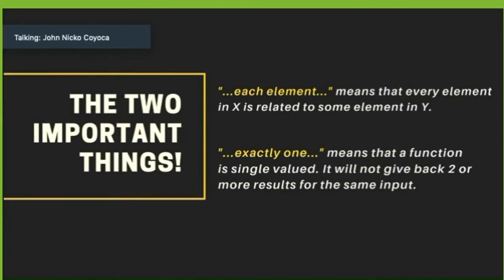There are two very important phrases in the definition. First is "each element," and second is "exactly one." "Each element" means that every element in x is related to some element in y. And "exactly one" means that whatever our input is, it corresponds to exactly one output. So for every x, there corresponds exactly one and only one value of y.